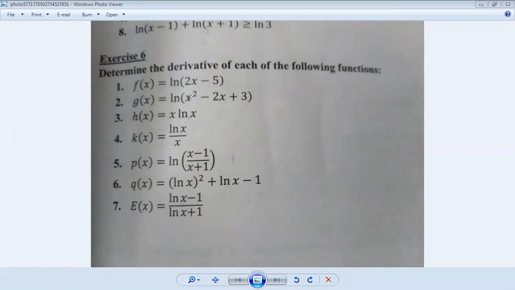g of x is the same as f of x, ln of u, but we have a function of second degree inside the ln. Then g prime of x is equal to the derivative of ln u, which is u prime, over u as the denominator, x squared minus 2x plus 3. The derivative of x squared minus 2x plus 3 is 2x minus 2.